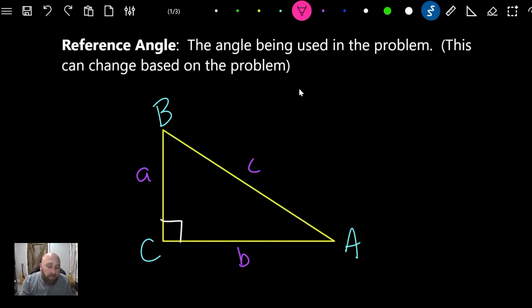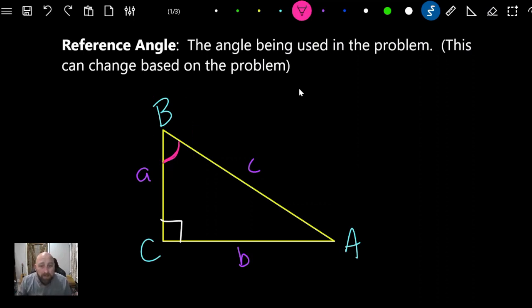Pretty much every problem that you'll have in this book is going to have a diagram. It's going to have a drawing of a triangle that you're working with. So what they do is they kind of show you which one is the reference angle, and they put this little curve on it to tell you, okay, we're dealing with this angle B.